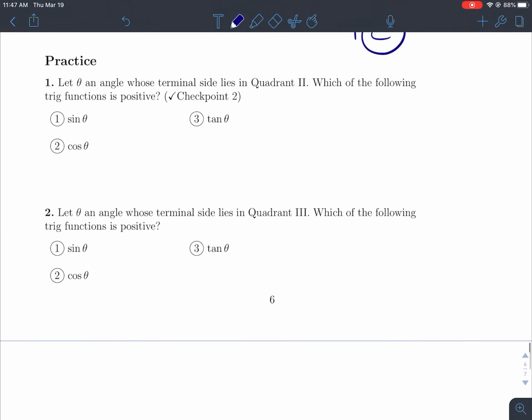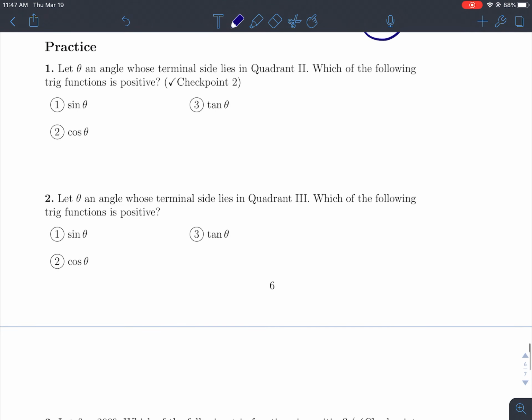All right, so you have some checkpoint problems ahead, and you should pause now and give those a shot, but I'm also going to review them, so if you're finding yourself a little bit challenged with the material, you can keep watching.